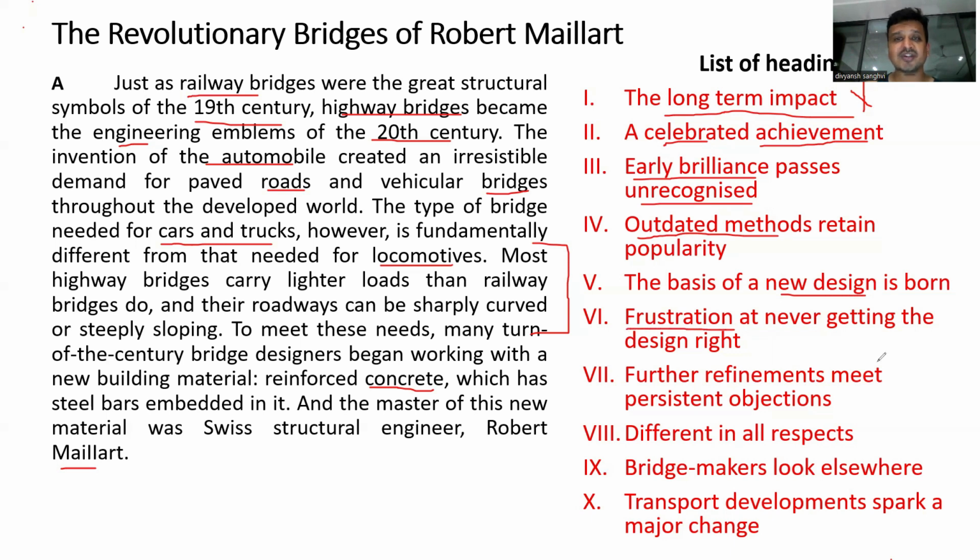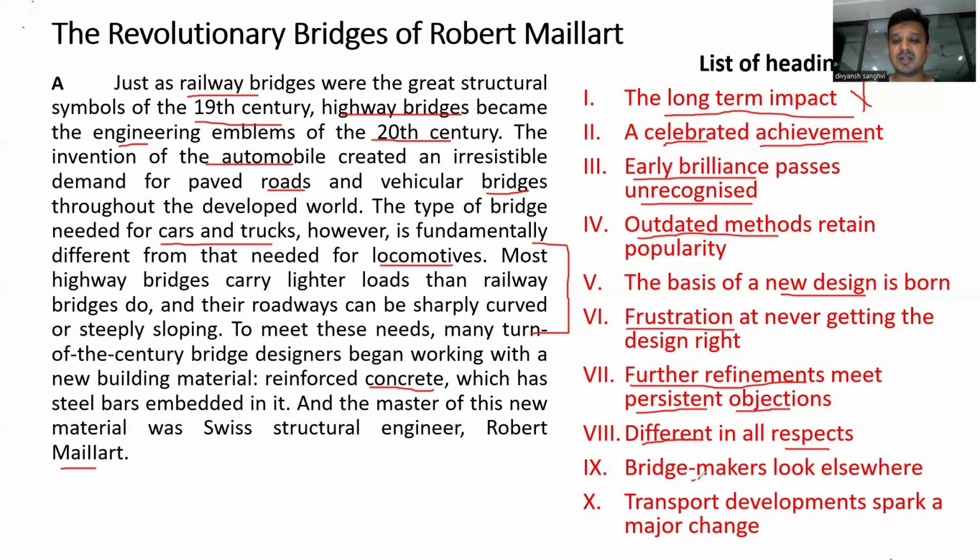Sixth one, frustration. No emotions were displayed in this paragraph, so no frustration was there. Seventh one, further refinements. Now, refinements means modifications or changes. So, further changes met persistent, or we can say continuous objections. So, someone wants to change something, but it was met with persistent or continuous objections. Now, different in all respects. So, completely different from others.